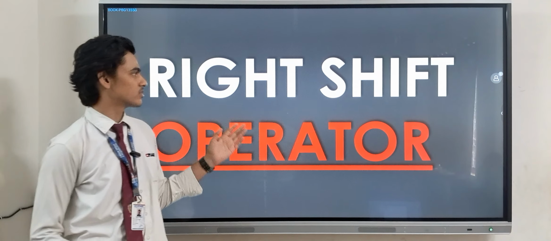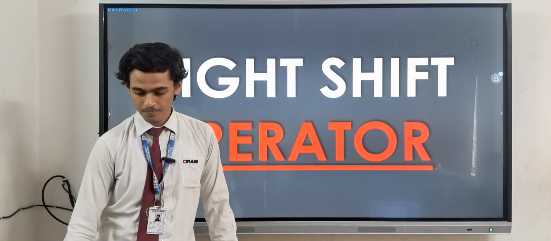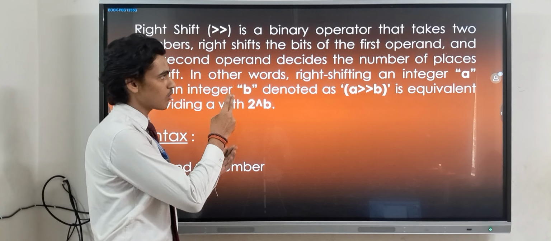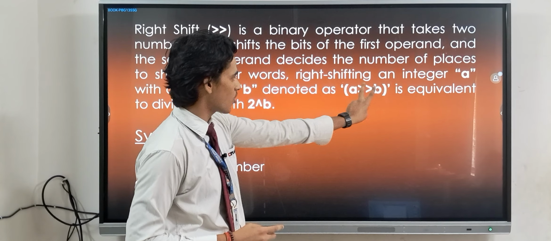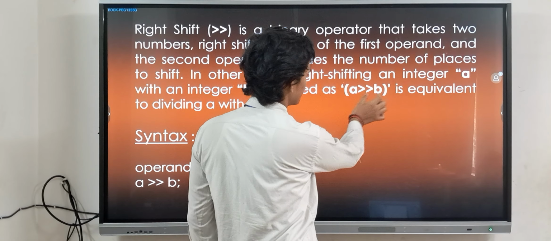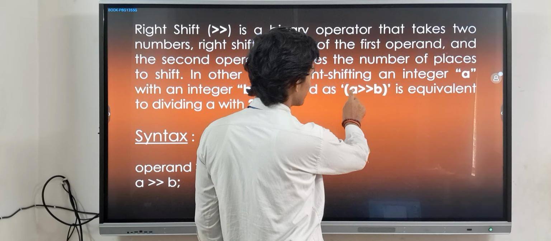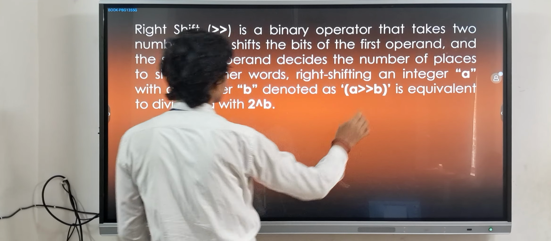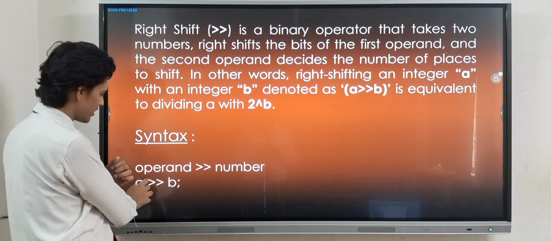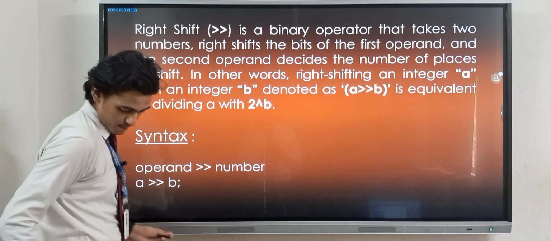Now I will be dealing with the right shift operator. The right shift operator takes two operands like this. A and B are the operands and this is the right shift operator. A is the number and B is the number of bits by which A will be shifted to the right side, and this is the syntax of the right shift operator: A right shift B.